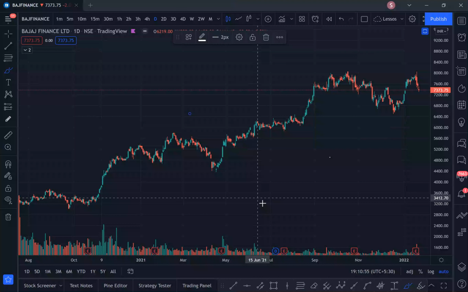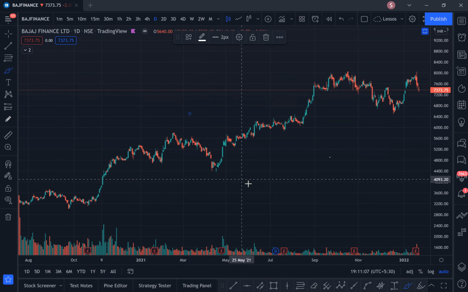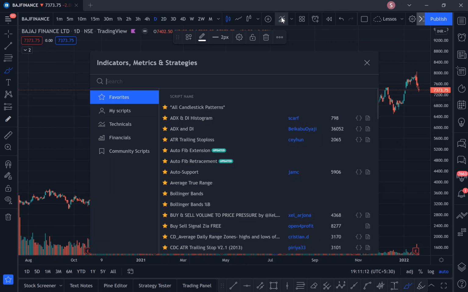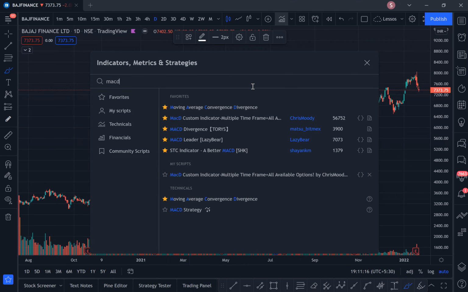Today we are going to discuss a very popular indicator known as MACD, moving average convergence and divergence, and how to use the moving average. So all you need to do is go to the indicator section and simply write MACD, and you will see the first one you get here, moving average convergence and divergence. Click on it.